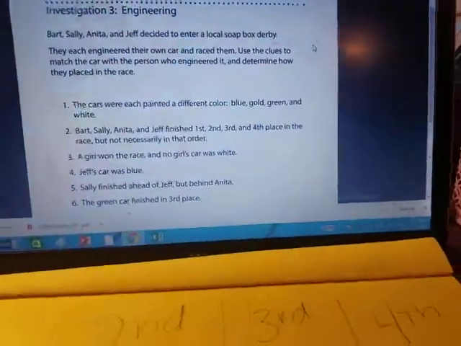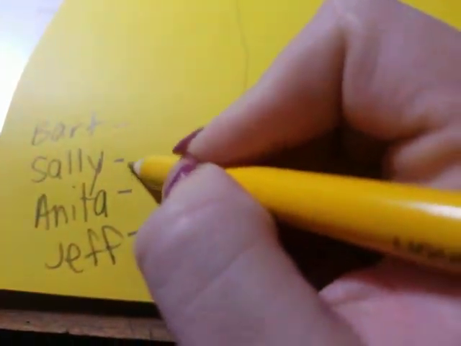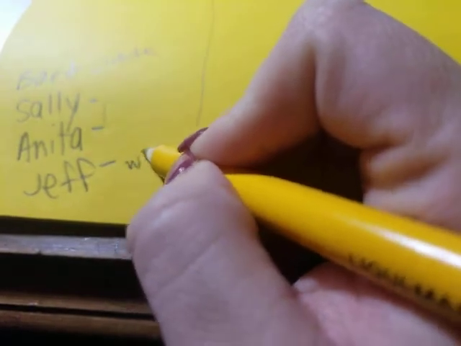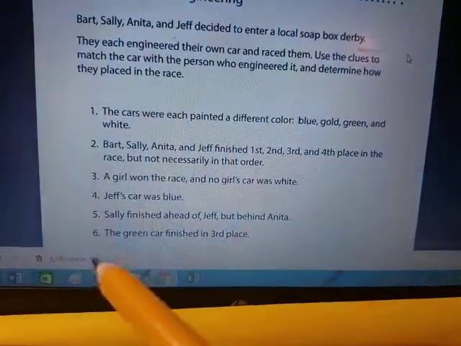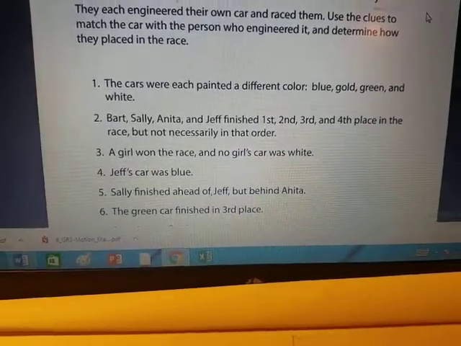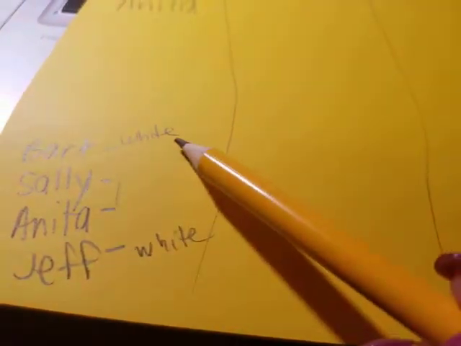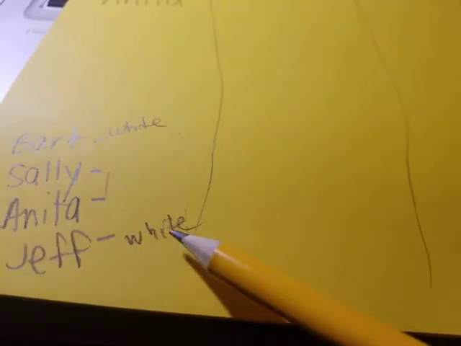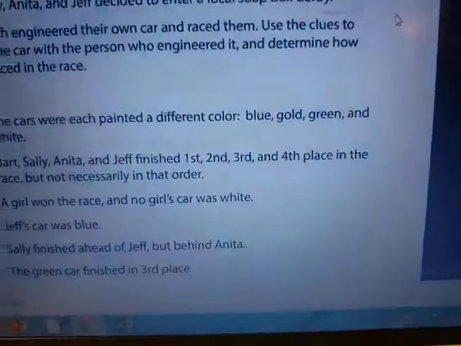Then it says that no girl's car was white. So these two can't have white cars, but Bart might have a white car, and Jeff might have a white car. We don't know yet. Now another one you might want to look at, once you get done with number 3, is number 4. It says Jeff's car was blue. Well, we said one of the boys' cars was white. So that means if Jeff's is blue, that means Bart's is white.